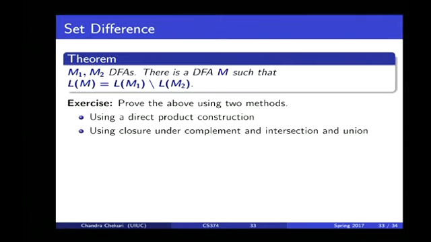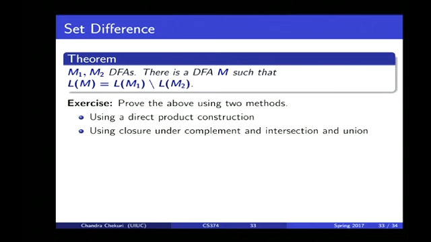Just to make sure we understand, I now want to create a machine which accepts the strings which are in the first language but not in the second language, the set difference. Think of the following example. L1 is the set of all strings which end in 0, 1. L2 is the set of all strings which have odd length.